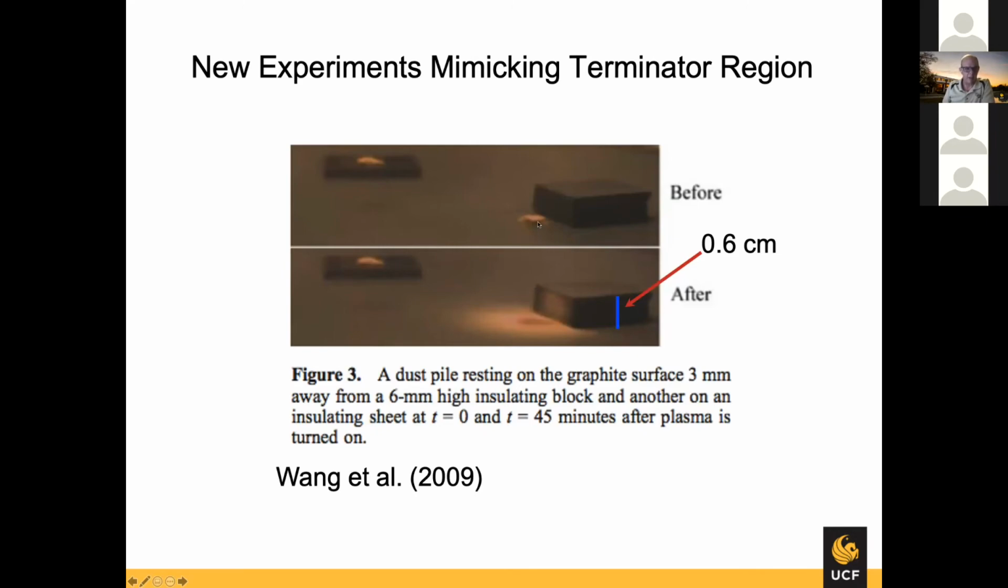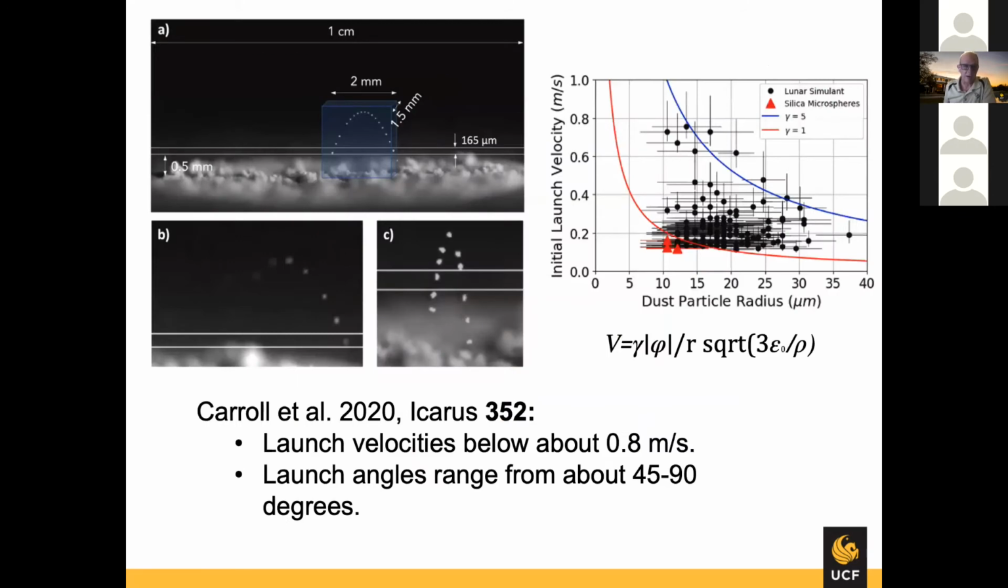And then a plasma is turned on and left on for 45 minutes. And then you come back and take a look and see what's happened. And where there is a discontinuity in the plasma, that results in strong enough local electric fields to make that dust move around. So that initial clean pile of dust that you see in the upper right has now been disturbed just by the fact of having an asymmetric plasma environment there.